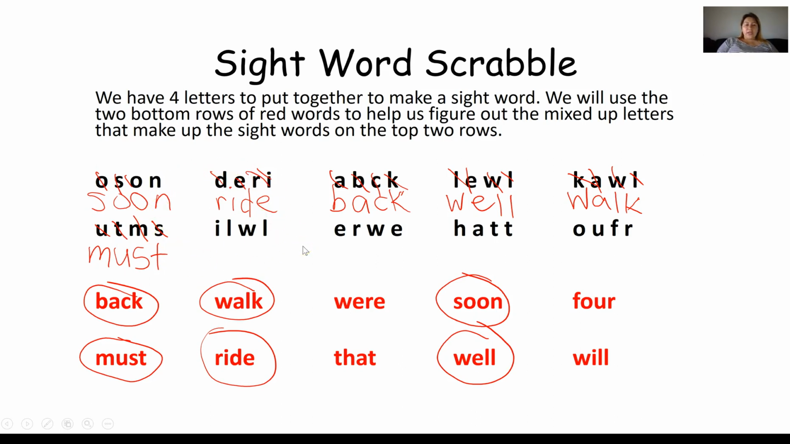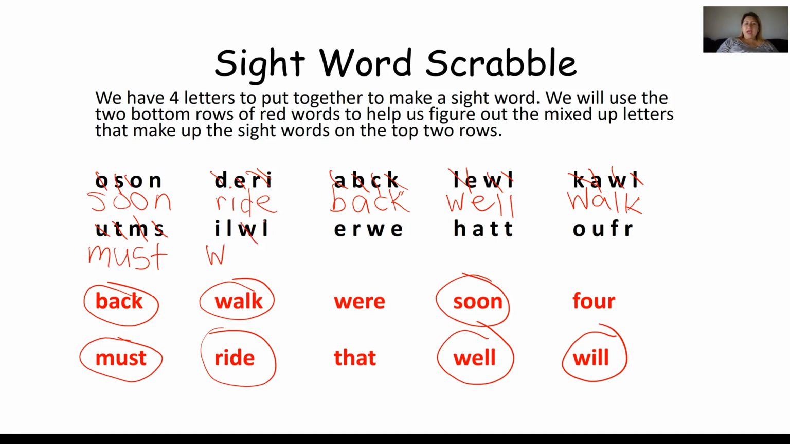I-L-W-L. All right, so this one does not have an I. This one does not have an I. This one does not have an I. This one has an I. L-W-L. I believe it's this one. There we go. First letter W.